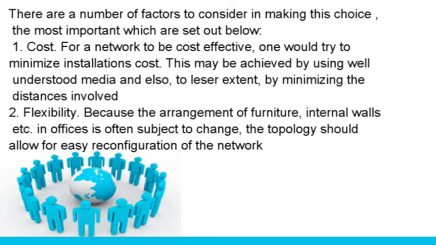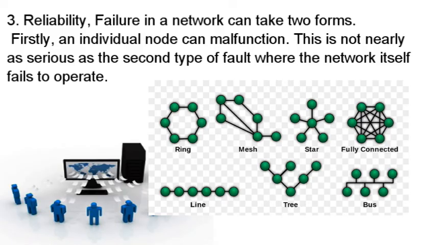First, number one, cost. For a network to be cost effective, one could try to minimize installation cost. The lower the installation cost, the more effective our network will be. Next, flexibility. Because the arrangement of things in an office is subject to change, the topology should allow for easy reconfiguration. If we are using some topology in an office, we will not keep changing the arrangement of furniture or walls, so we should use a method that is easy to reconfigure.